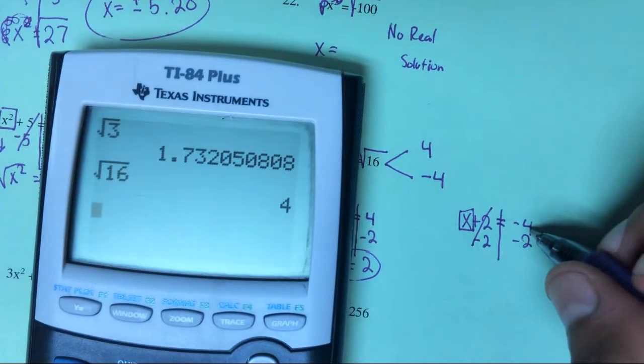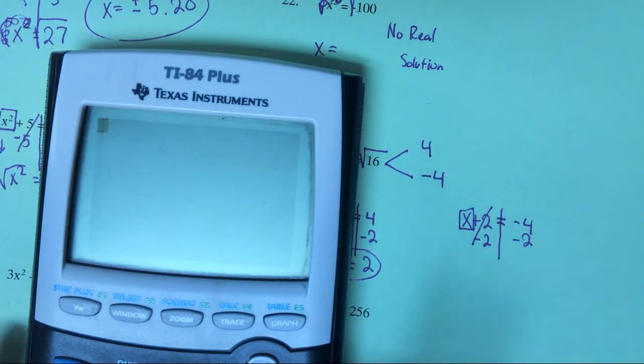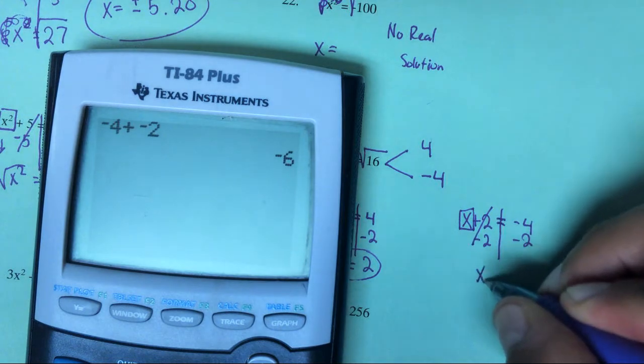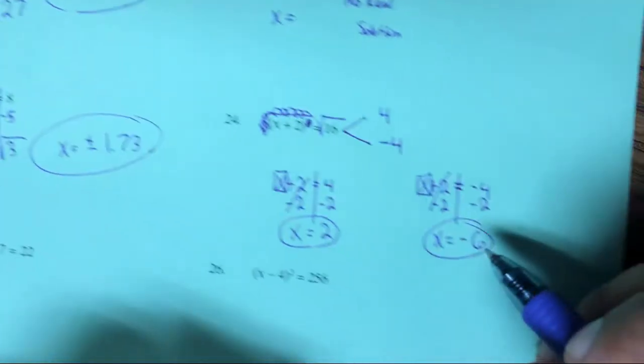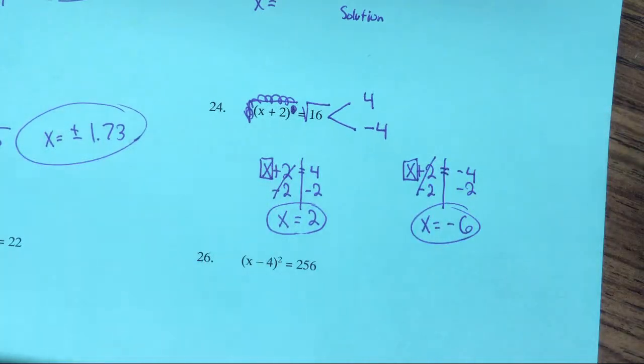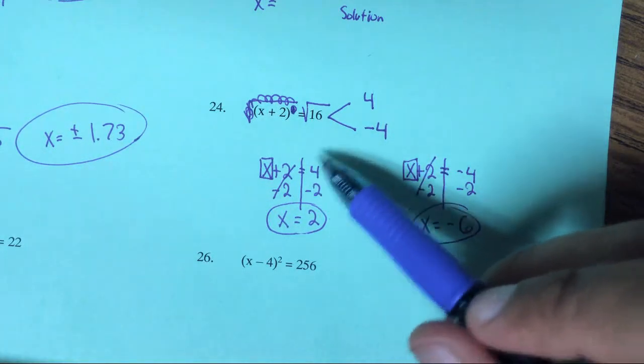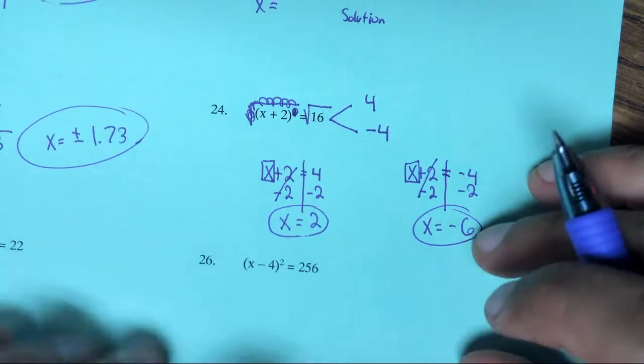Again, be very, very careful with combining terms like this. This should be negative 4 plus negative 2. I cannot stress this enough. Make sure that you do plus, which gives me negative 6. So we have x is equal to negative 6. So this time my solution isn't plus minus. This time my solution is 2 and negative 6. The plus minus came in here with the 4 and the negative 4.